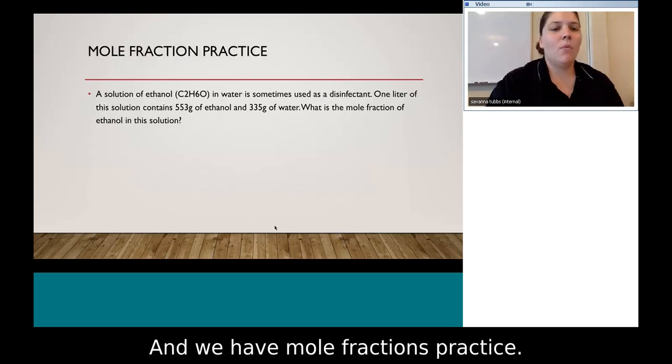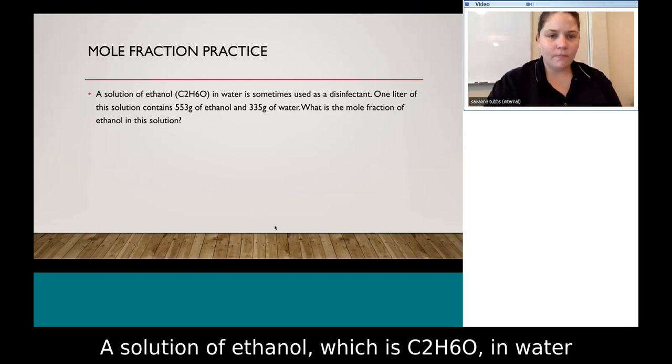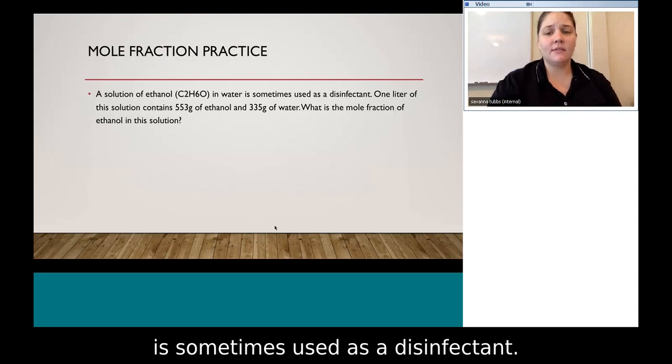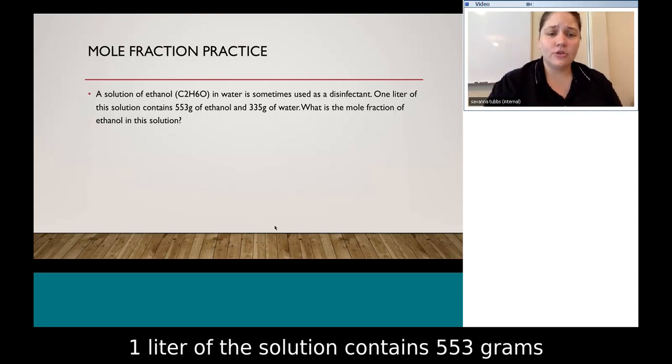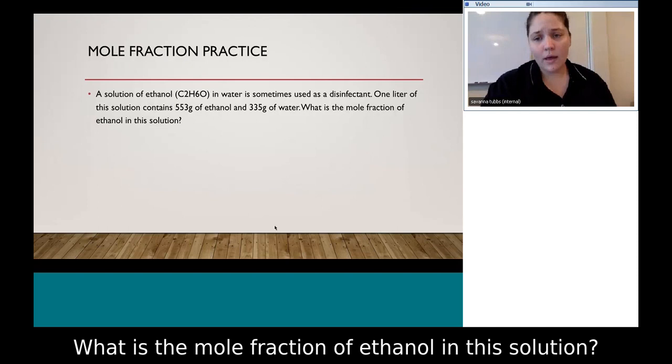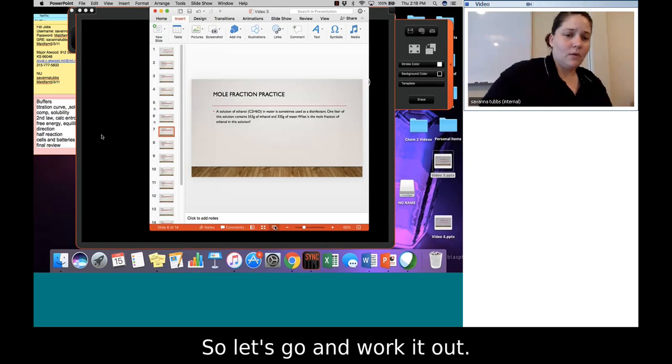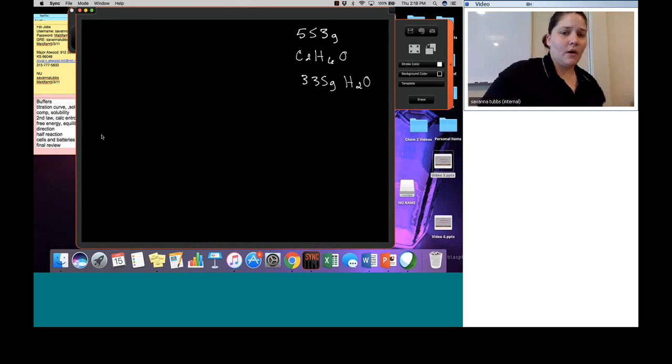And we have mole fraction practice. So mole fraction: a solution of ethanol, which is C2H6O, in water is sometimes used as a disinfectant. 1 liter of this solution contains 553 grams of ethanol, which is C2H6O, and 335 grams of water. What is the mole fraction of ethanol in this solution? So let's go and work it out.